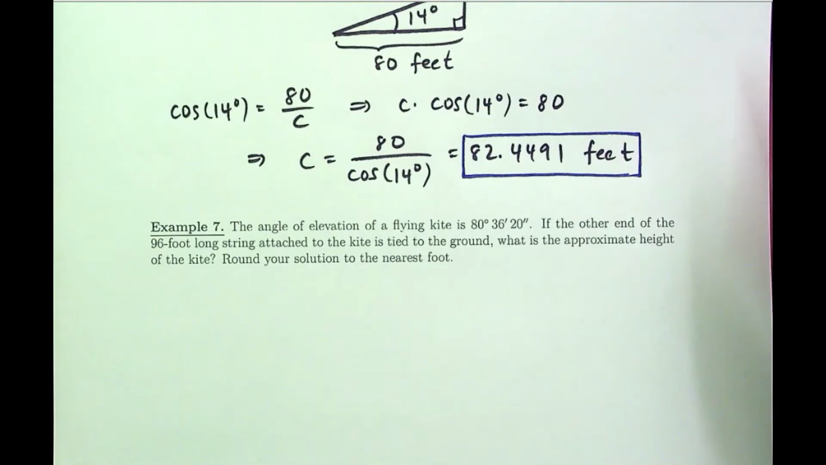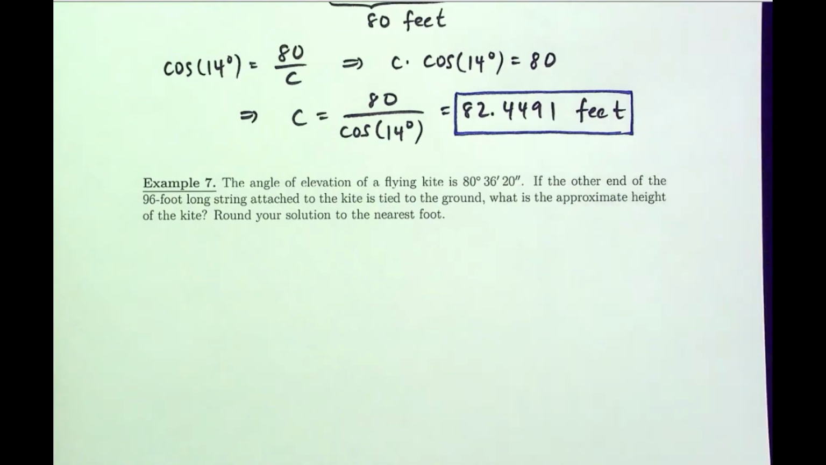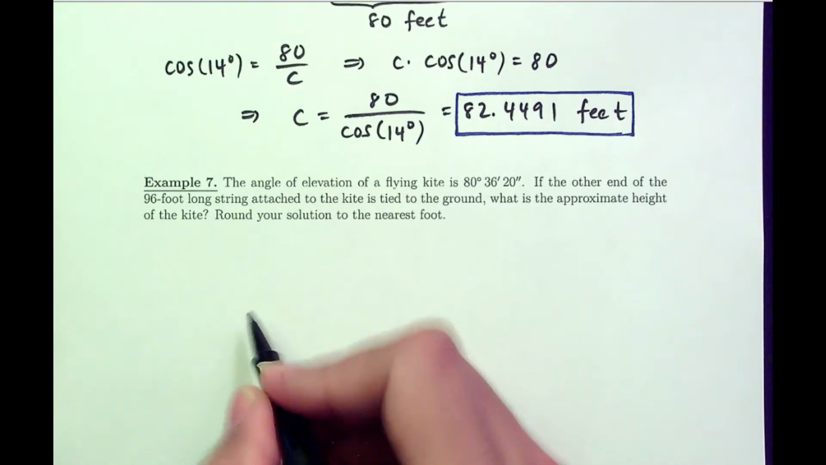Okay, let's do another one. This one says the angle of elevation of a flying kite is 80 degrees, 36 minutes, 20 seconds. If the other end of the 96-foot long string attached to the kite is tied to the ground, what is the approximate height of the kite? So we have a kite, and the string is tied to the ground.